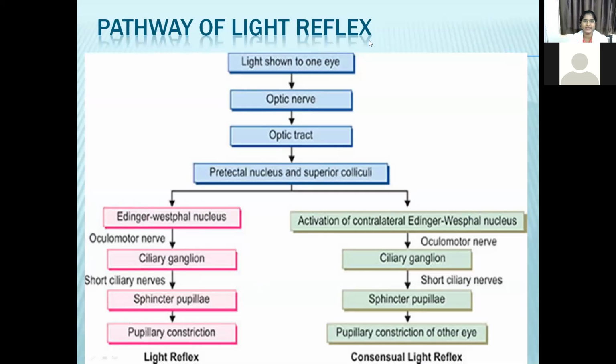Coming to the pathway of the light reflex, when we show light on the eye, it stimulates the optic nerve and optic tract, the pretectal nucleus and superior colliculi. It stimulates the Edinger-Westphal nucleus, which stimulates the ciliary ganglion and acts on the short ciliary nerves and oculomotor nerves. It causes constriction of the sphincter pupillae, so it causes miosis.